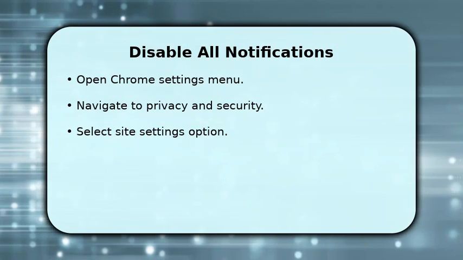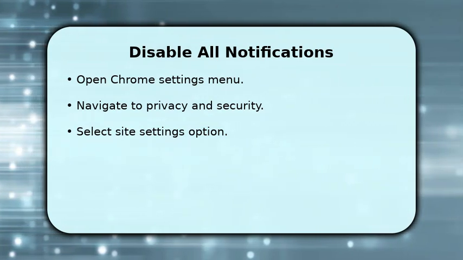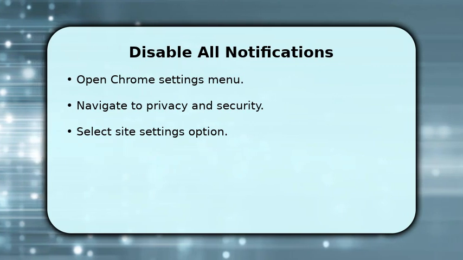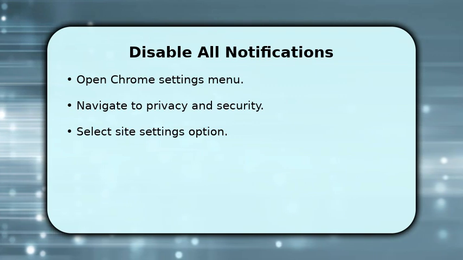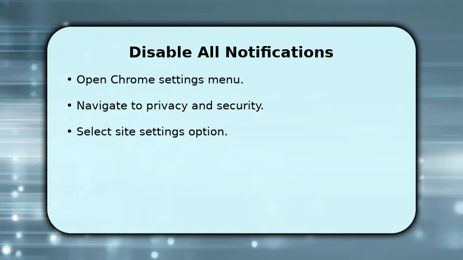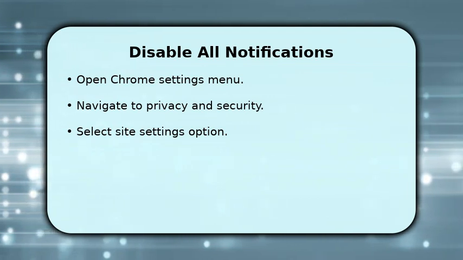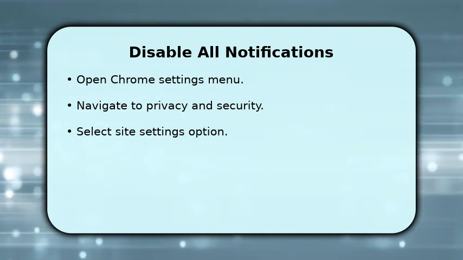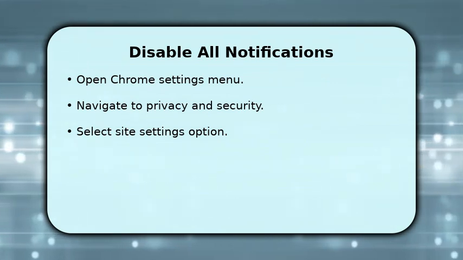To disable all notifications, first open your Chrome browser and click the three dots in the top right corner to access the menu. From there, select Settings. Next, navigate to Privacy and Security, then click on Site Settings. Under Permissions, find Notifications and choose the option to Don't allow sites to send notifications. This will stop all new alerts.